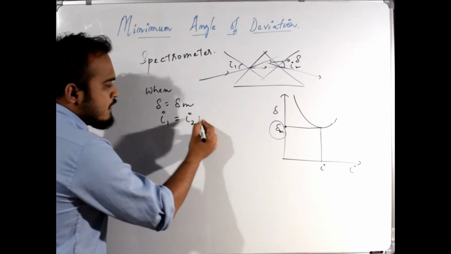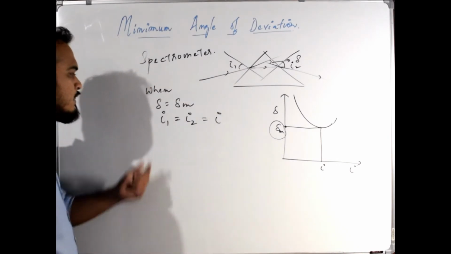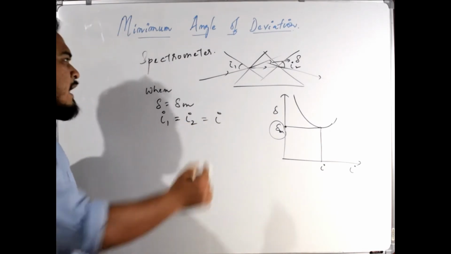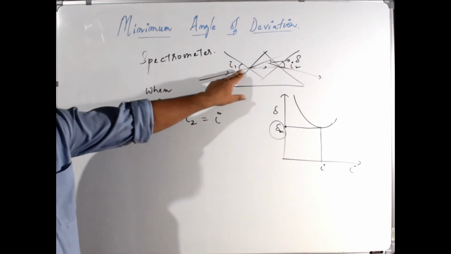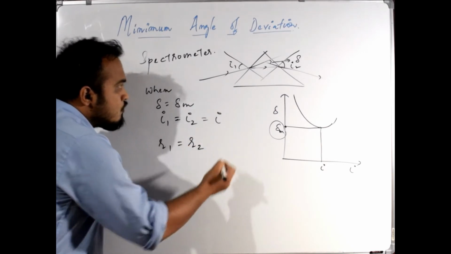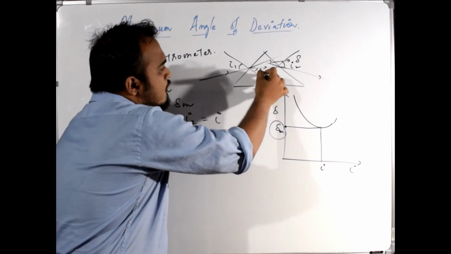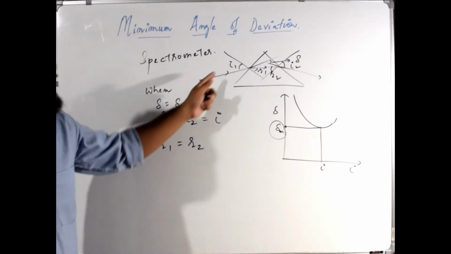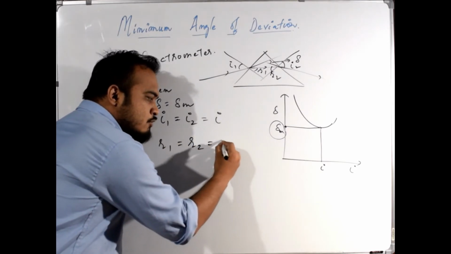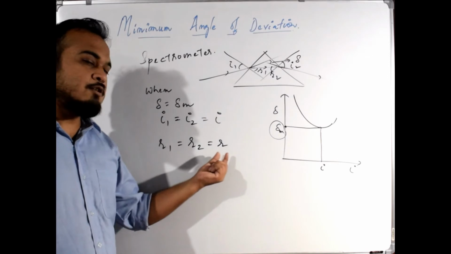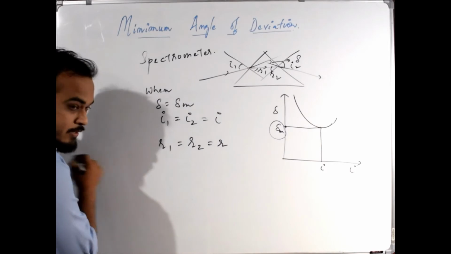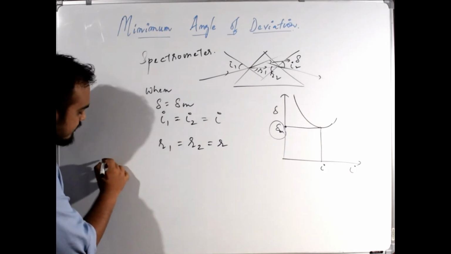So let us say I1 is equal to I2 is equal to I. When I1 and I2 are equal, we can say R1 is equal to R2. This was R1 and this was R2. So when I1 and I2 are equal, R1 and R2 will also be equal. Let us say R1 is equal to R2 is equal to small r, and I1 is equal to I2 is equal to small i.